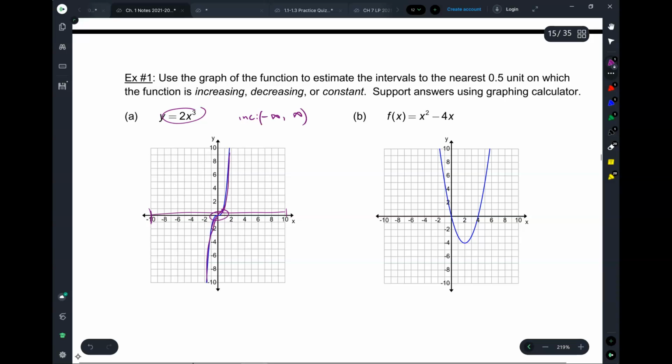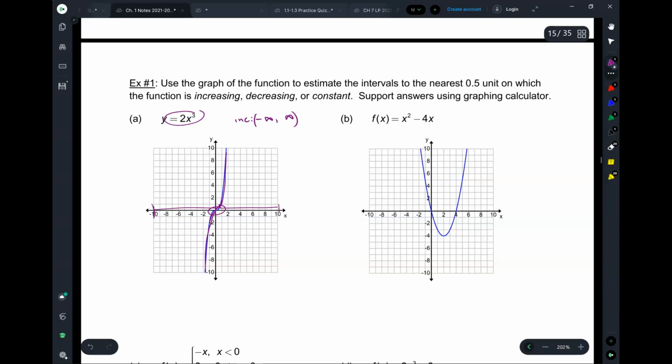All right, so take a look at this function. This is a parabola. First, it's decreasing until here, and then it's increasing. So it's decreasing from negative infinity all the way to 2. Negative infinity to 2. Increasing from 2 to positive infinity.